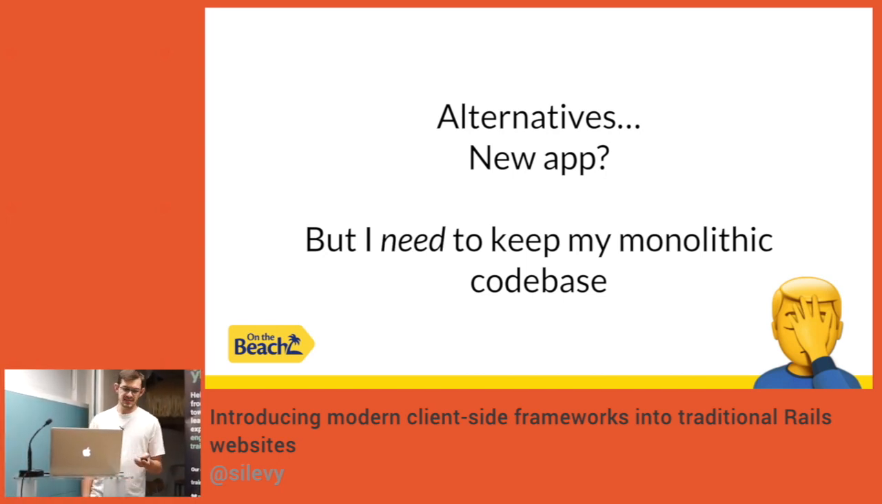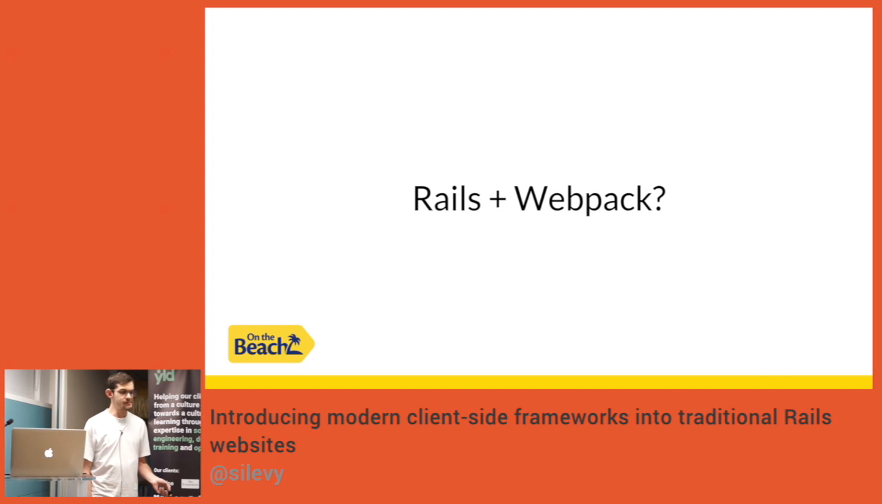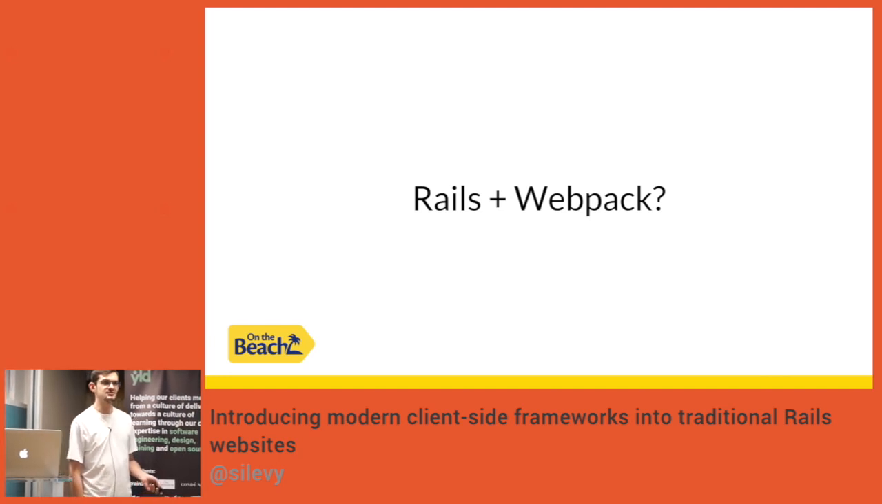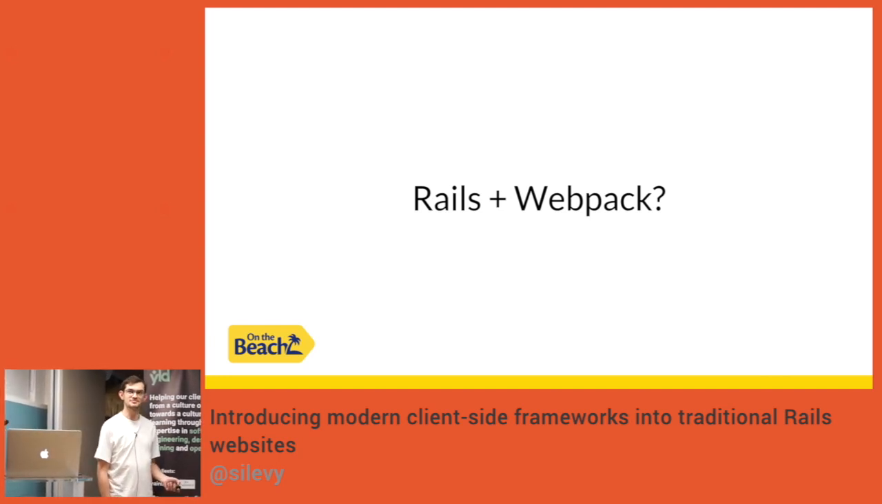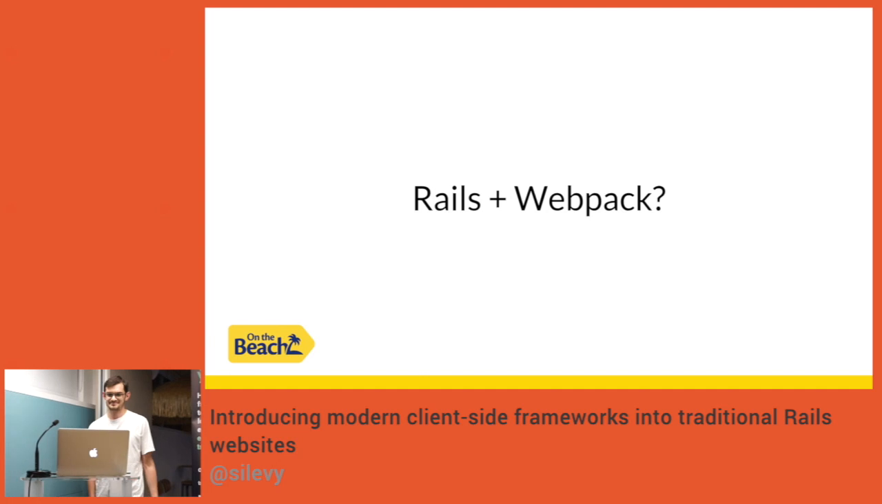So we want the tighter integration that the asset pipeline gives us, so we can reference the assets from within Rails, but we want to be able to use modern frameworks. The asset pipeline sort of sounds a bit like Webpack, but an older, rubbishier, not as feature-complete version. So can we put Webpack and Rails together and make this super awesome project?